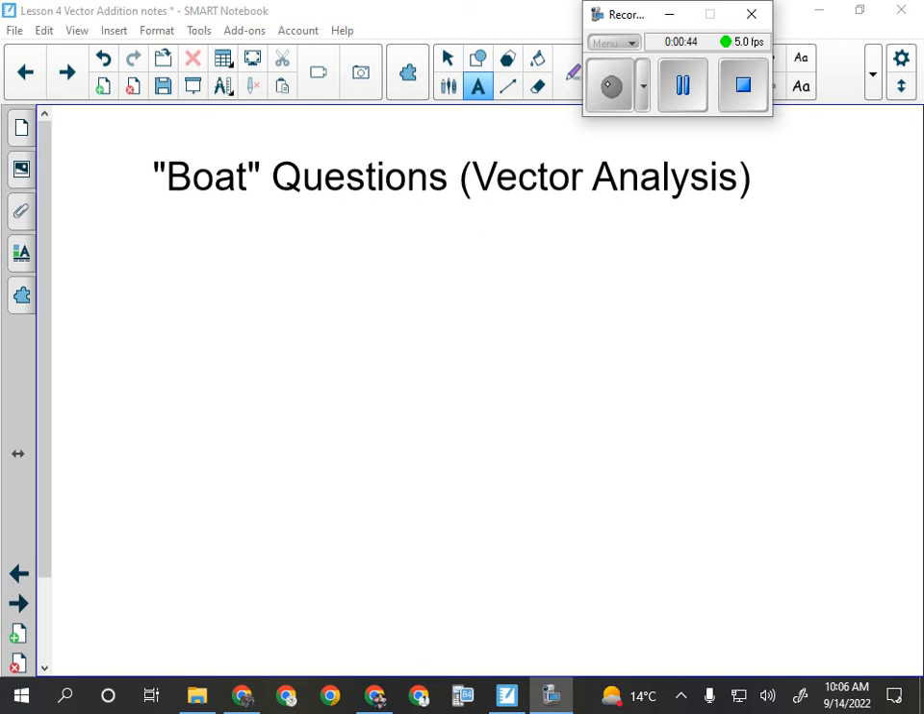And that makes it difficult sometimes for people because they're like, oh, they're happening at the same time, so I should start them tail to tail. Is that how we add vectors? It's never how we add vectors. Even though two things are happening at the same time, we still represent them as vectors drawn tail to head. So a boat question is an example of that type of problem.